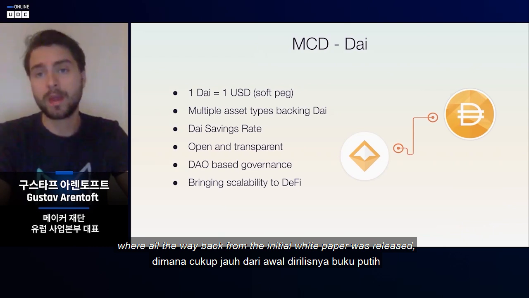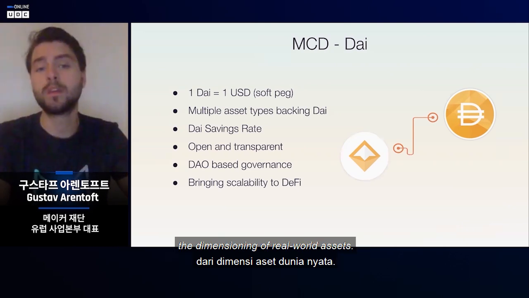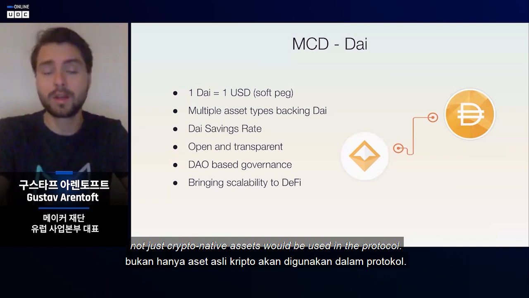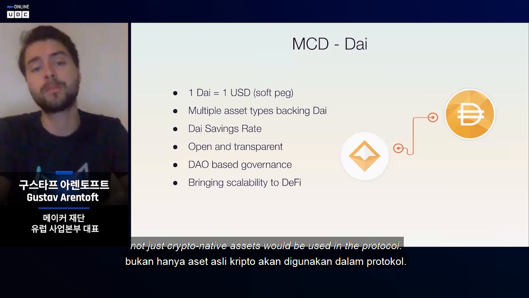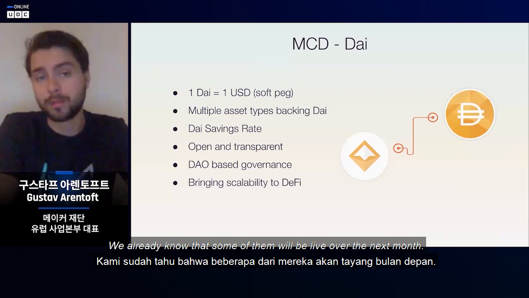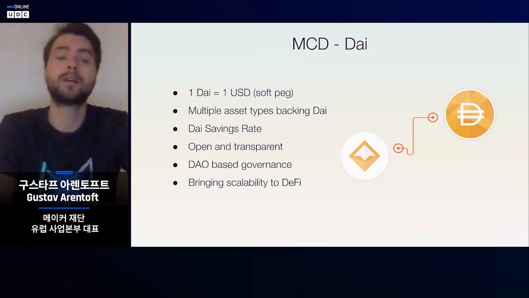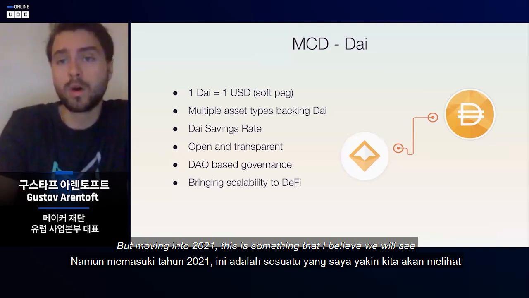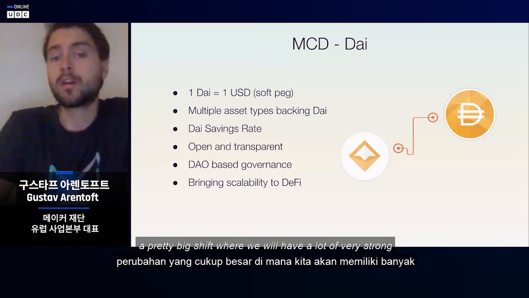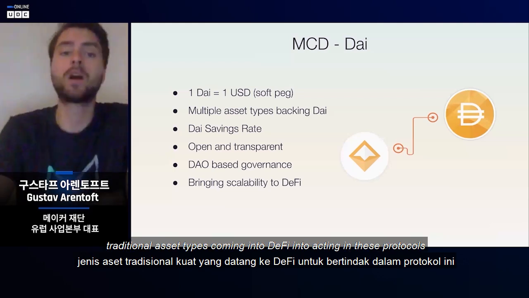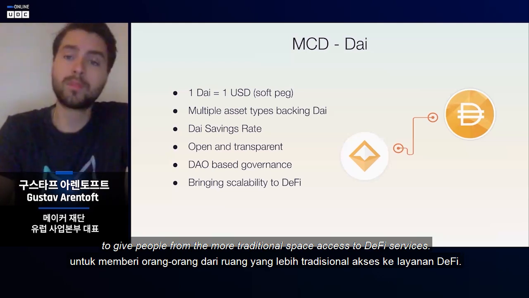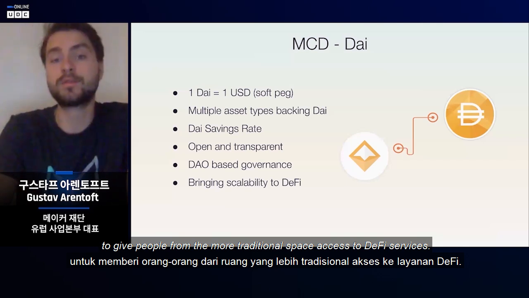where all the way back from when the initial white paper was released, there was mention of real world assets. So, more traditional type assets and not just crypto native assets would be used in the protocol. And for 2021, we already know that some of them will be live over the next month. But moving into 2021, this is something that I believe we will see a pretty big shift, where we will have a lot of very strong traditional asset types coming into DeFi, interacting in these protocols to give people from the more traditional space access to DeFi services.